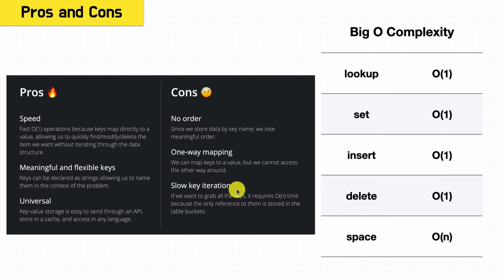And finally, even though we get this fast key value access at the keys, if we wanted to iterate a hash table, it would require O of n time because we would have to grab all the keys in linear time and then iterate through those to access each item.